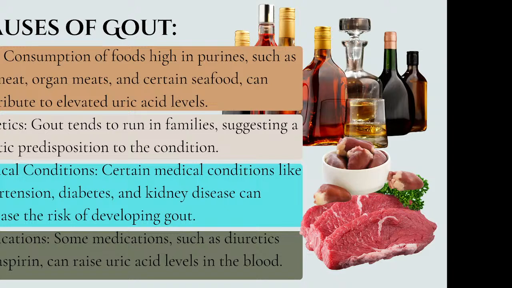Another thing we can say would be a cause for gout would be certain medical conditions like diabetes, hypertension, and kidney disease. They've all been found to increase our risk of having gout. And of course, some medication like diuretics that we also use for treatment of hypertension are also implicated in gout. And aspirin has also been found to be implicated in gout.